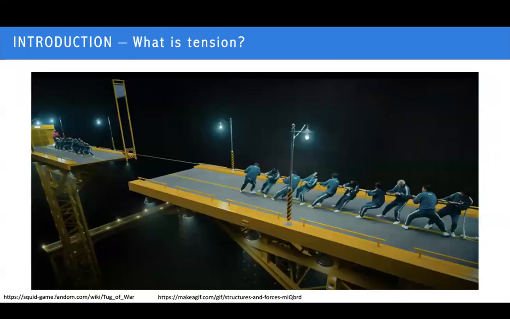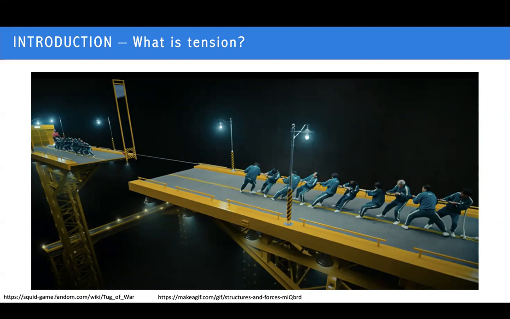So the first thing we need to understand is what tension is. I know very well you have already watched the movie Squid Game. This is a very famous movie. In this movie, there are two groups, all right? They are applying force on the rope. There is one group on one side, another group on the other side, right? So they are pulling the rope in opposite directions.